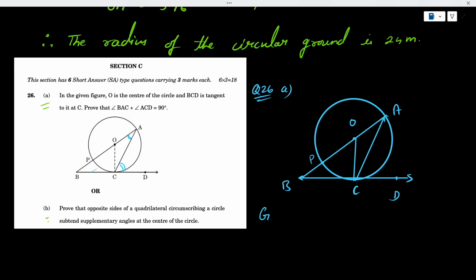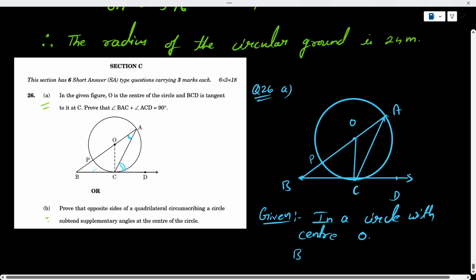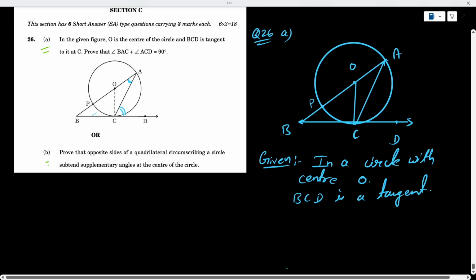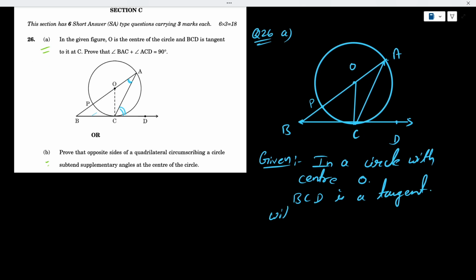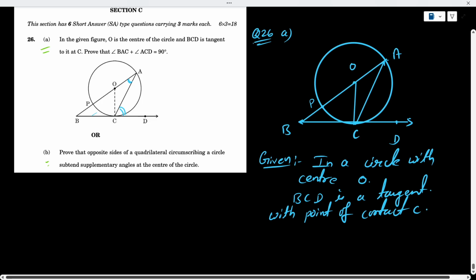Now what is given here? Write down in the given part: in a circle with center O, BCD is a tangent. So BCD is a tangent with the point of contact C, right? You can write down that extra mention, with point of contact C, right? Now after that, what do we need to prove here?